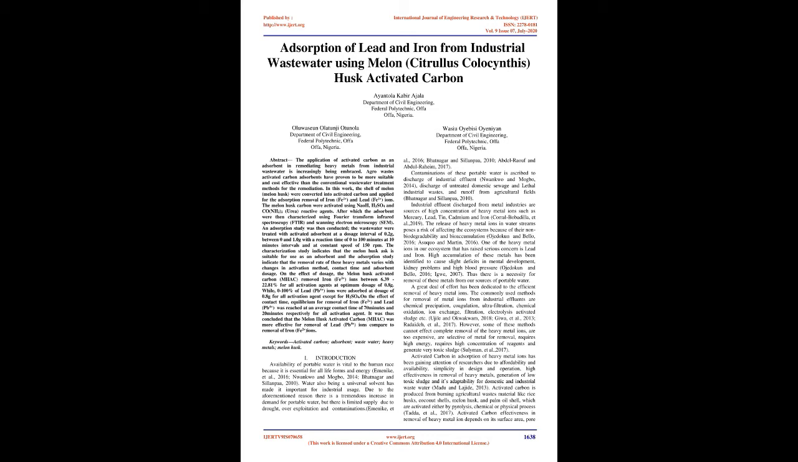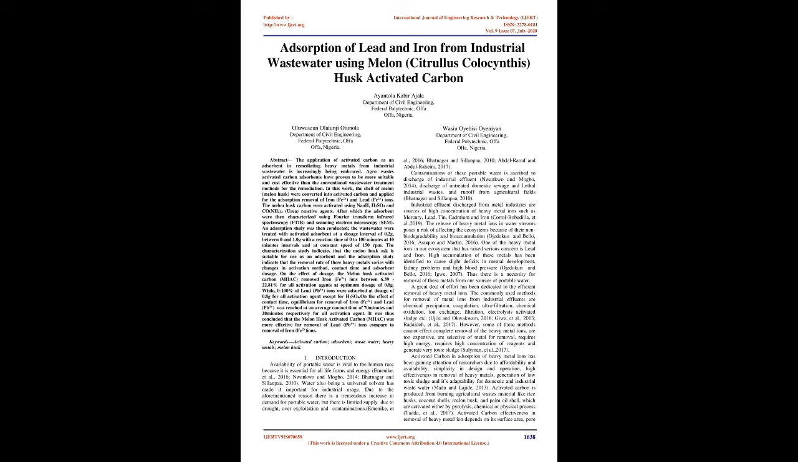Contamination of this potable water is ascribed to discharge of industrial effluent, Nwankwo and Mogbo, 2014, discharge of untreated domestic sewage and lethal industrial wastes, and runoff from agricultural fields, Bhatnagar and Sillanpää, 2010. Industrial effluent discharged from metal industries are sources of high concentration of heavy metal ions such as mercury, lead, tin, cadmium and iron. Corral Bobadilla et al., 2019. The release of heavy metal ions in water streams poses a risk of affecting the ecosystems because of their non-biodegradability and bioaccumulation. Ojedokan and Bello, 2016, Ajikwo and Martin, 2016.